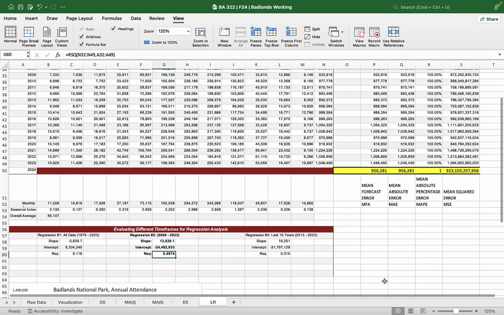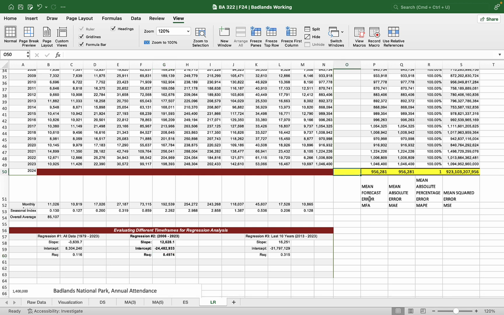So let's start by predicting what our forecast would be if we used this method for 2024. We're going to have our linear forecast equal to our intercept, Command T there, because that will make it sticky, plus our slope, Command T again, multiplied by the year. So the linear regression forecast for 2024 is 1,076,248.